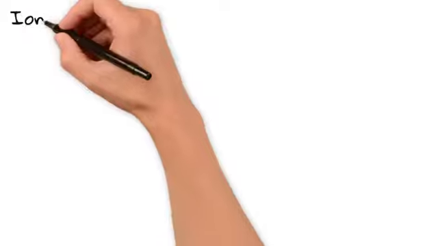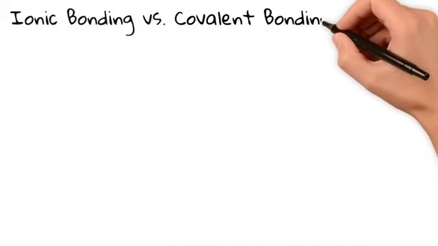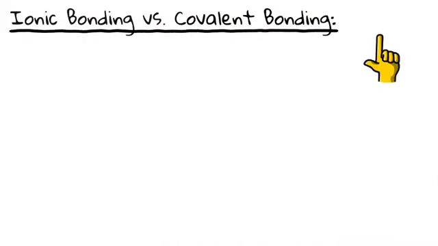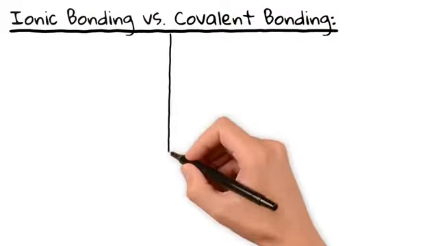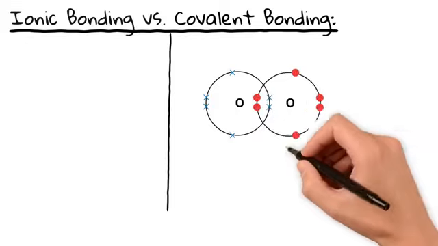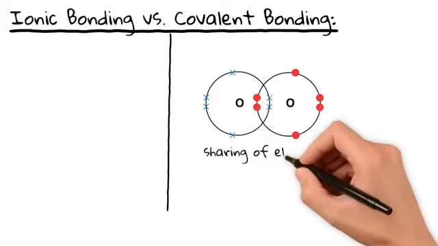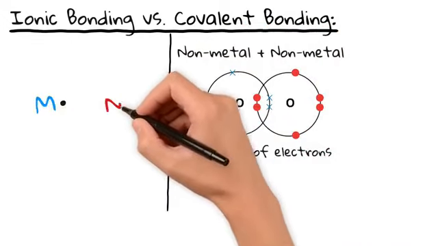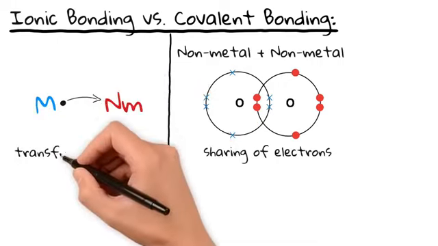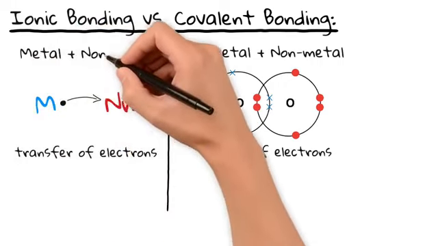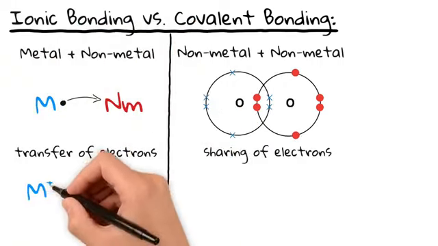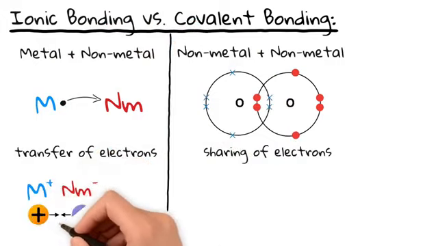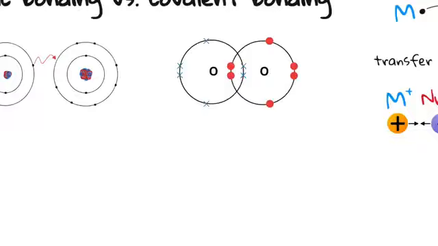Now, how does this ionic bonding compare to covalent bonding? If you remember from our covalent bonding video, non-metals don't like to give up electrons, so they share them instead. That's why covalent bonding happens between two non-metals. But in ionic bonding, metals are happy to give away electrons, and non-metals are eager to take them. This electron transfer creates ions which attract each other, forming a strong bond.